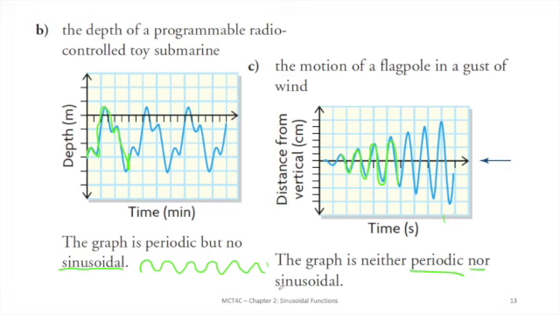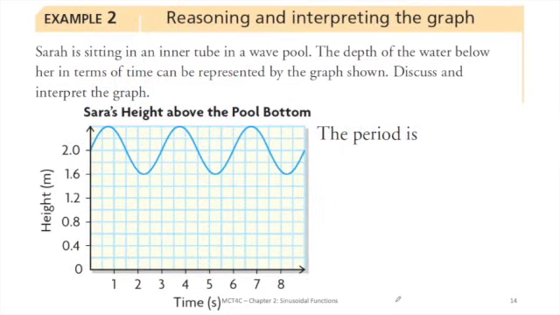Nor is it sinusoidal because it's not periodic, okay? A sinusoidal functional graph has to be periodic, right? These waves continue, and since it's not periodic, it can't be sinusoidal, okay?